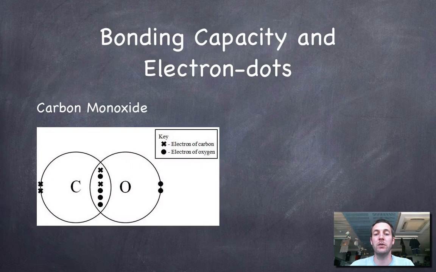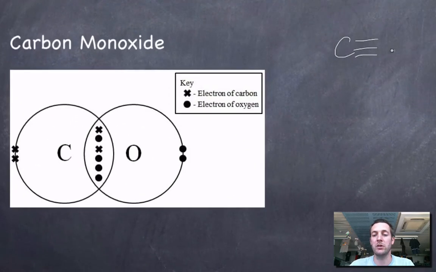Here's another example of a molecule that's got a dative or a coordinate bond. If we draw the electron dot diagram for carbon monoxide, we'll see that it's got a triple bond between the oxygen and the carbon and a lone pair on each of them. You can figure this out for yourself, hopefully, by now.